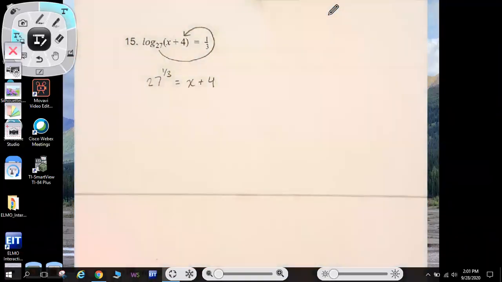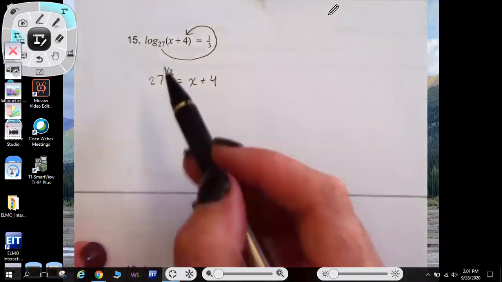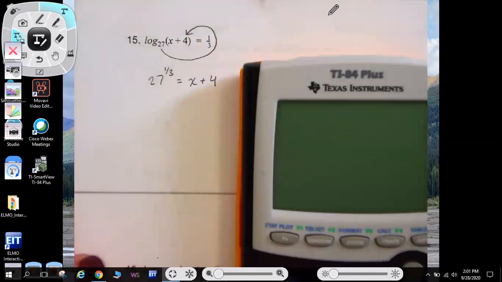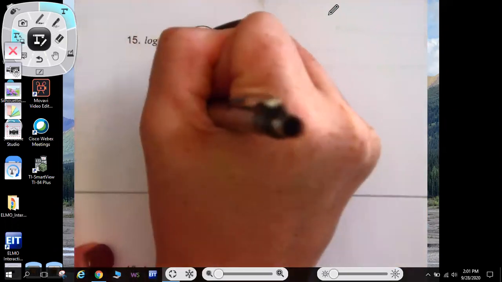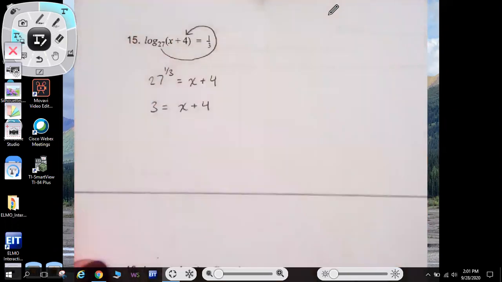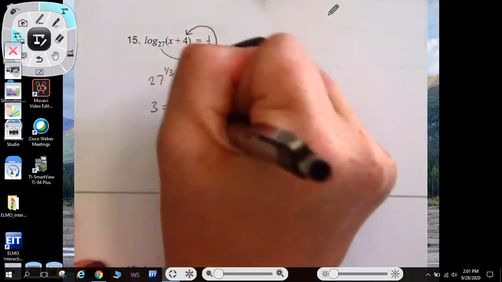There's not an x squared. I'm not going to have to factor, so I just need to solve for x. First of all, you can do 27 to the 1/3 power in your calculator. We get 3. So this is 3 equals x plus 4. Subtract 4 from both sides.